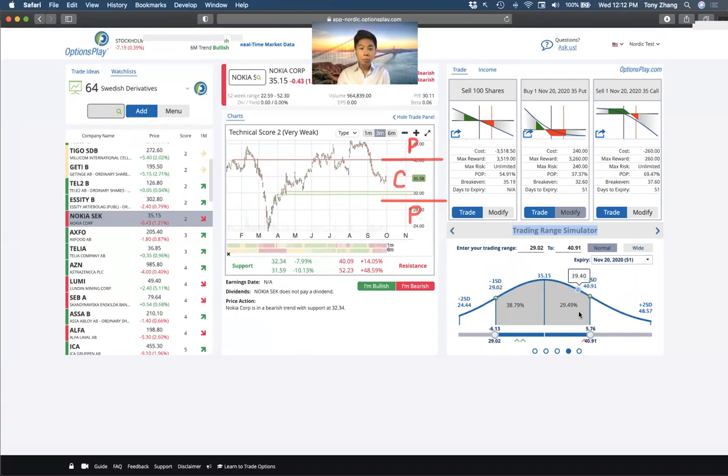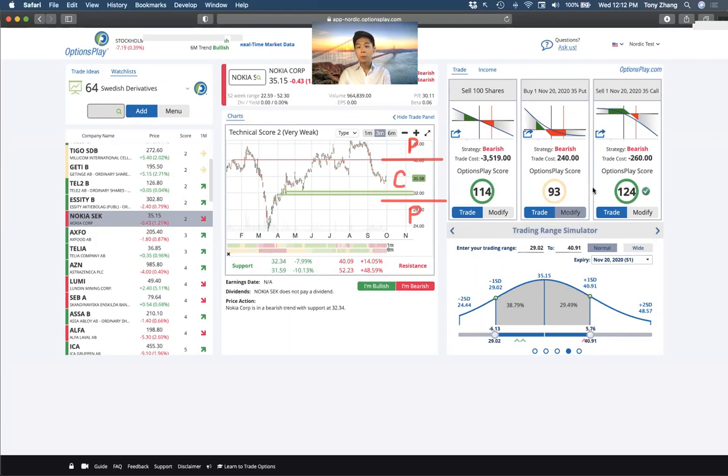So we expect that 68% of the time, Nokia will be trading between 29 and 41. As you can see, that is the expected range, which is roughly where you're going to see the call options outperform. And only in a very extreme example do you see put options perform better. And that's part of why, when we look at the OptionsPlay score, the short call has a significantly higher OptionsPlay score, because this is saying that in most scenarios, the short call will be more profitable than buying that put option, because of all the things that we just talked about.